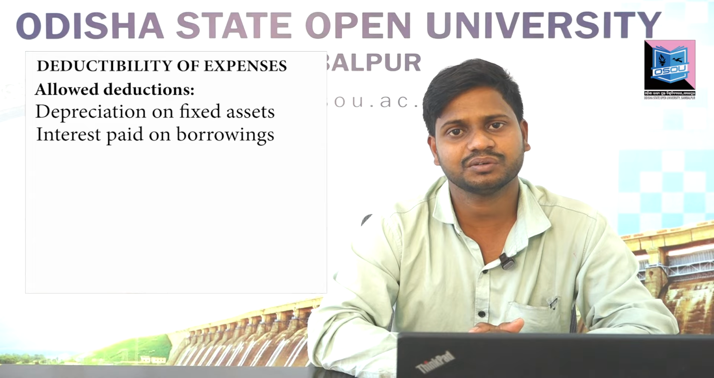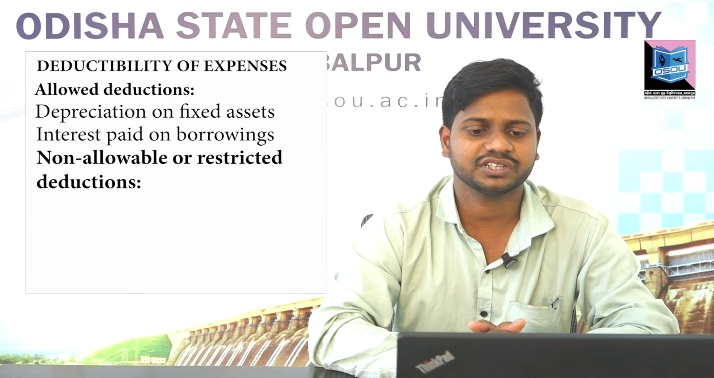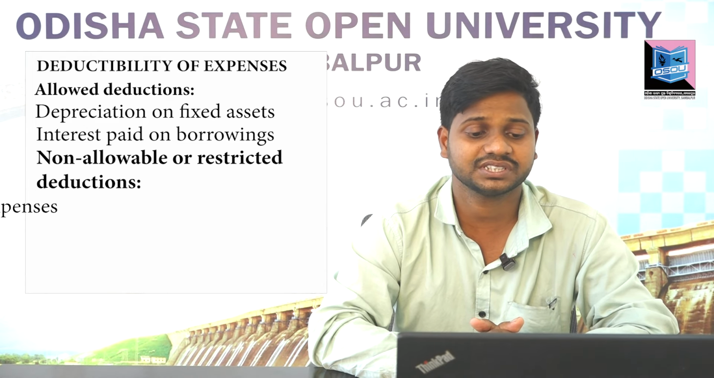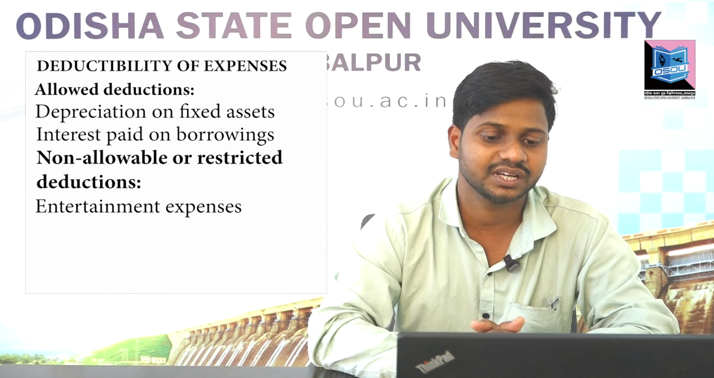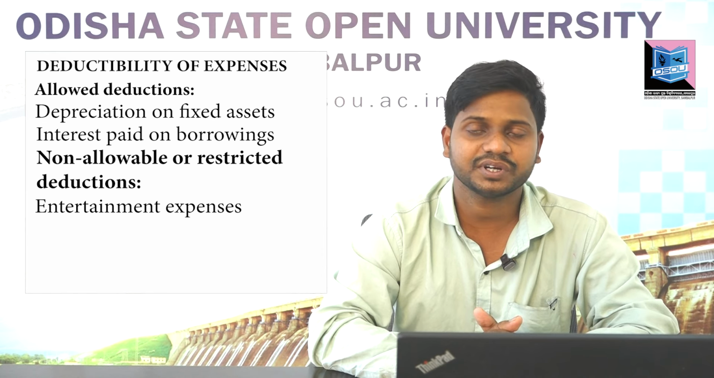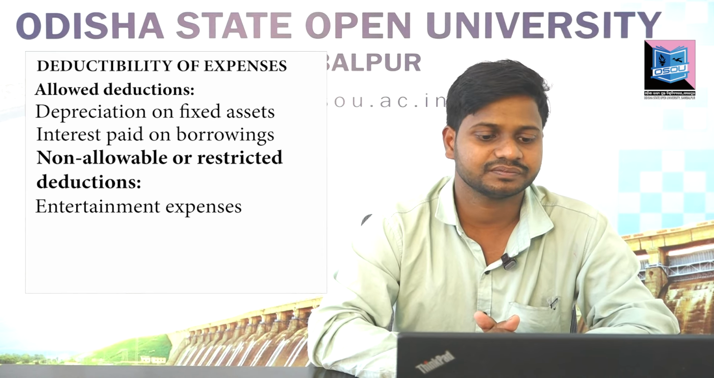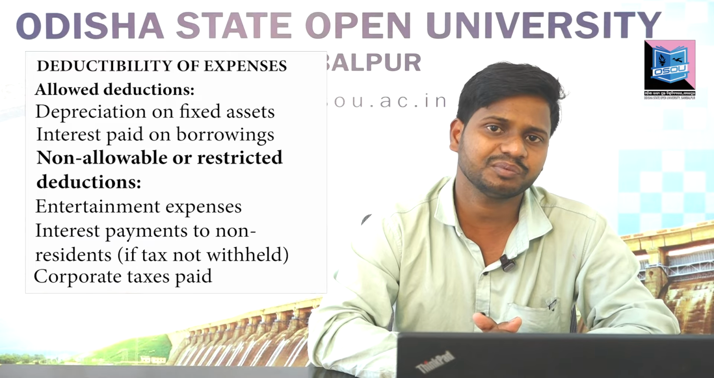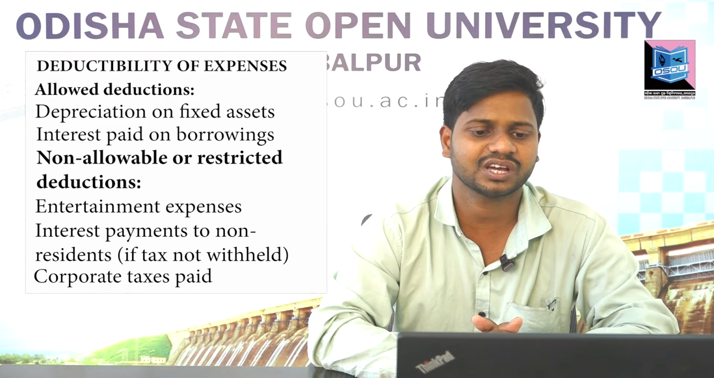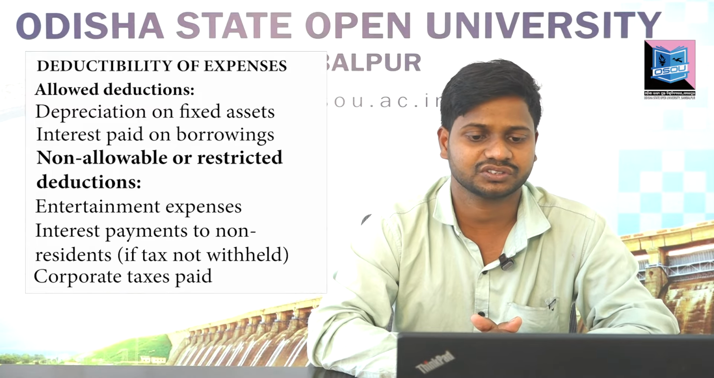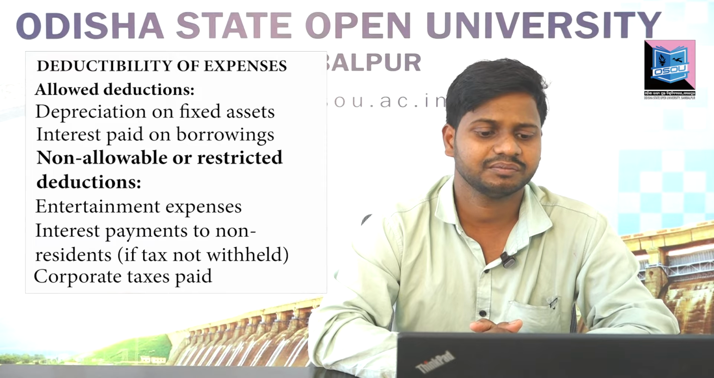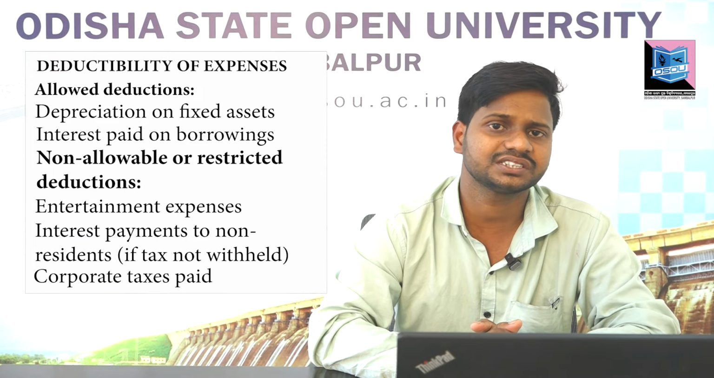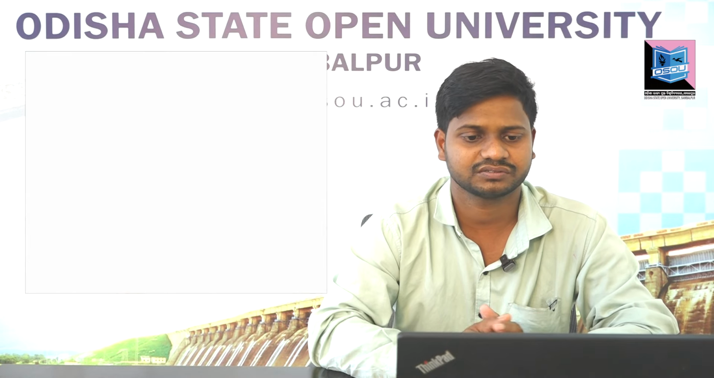Then there are certain items which are non-allowable for deduction, that is entertainment expenses that are personal or excessive in nature, then interest paid to non-residents. Then another is corporate tax already paid, which cannot be claimed, that is also a non-allowable deduction. It is important to carefully separate the various items, which one is an allowable deduction and which one is a non-allowable deduction.